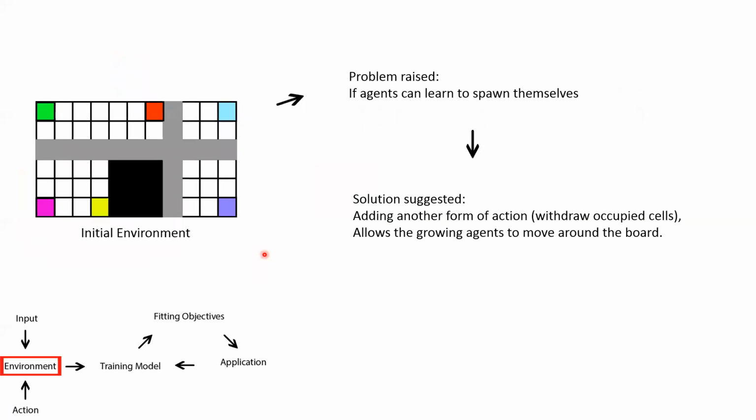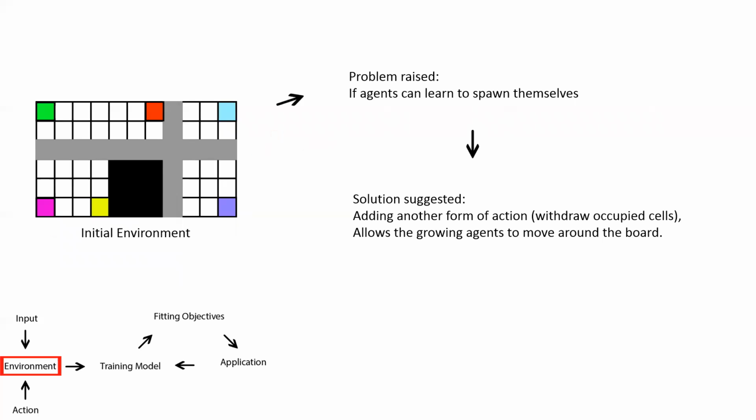Taking a look at the initial environment, by combining all the actions and the board together, we can generate a board sort of like this. And the colored squares are the initial positions of the agents.